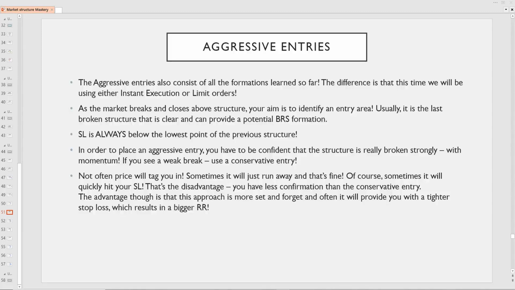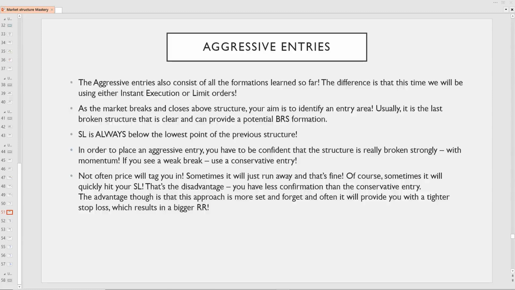So as the market breaks and closes above structure, your aim is to identify an entry area. So in order to take an aggressive entry, you need to have some sort of broken structure and need to have some sort of a level that you're looking to place your order. Okay, so this is important. Usually it is the last broken structure that is clear and it can provide a potential BRS formation.